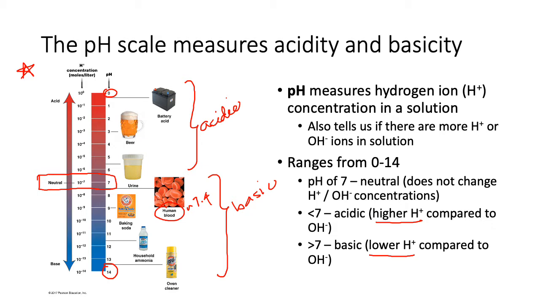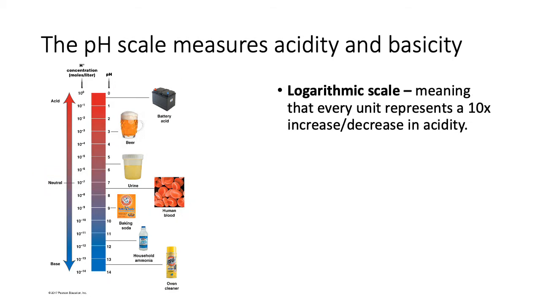Something that I want to point out about this pH scale is that these changes in numbers as we go from 0 to 1 to 2, this is a logarithmic scale. And so what that means is that when we change pH as we go from, say, 7 to 6, those number differences represent a 10 times increase or decrease in acidity.